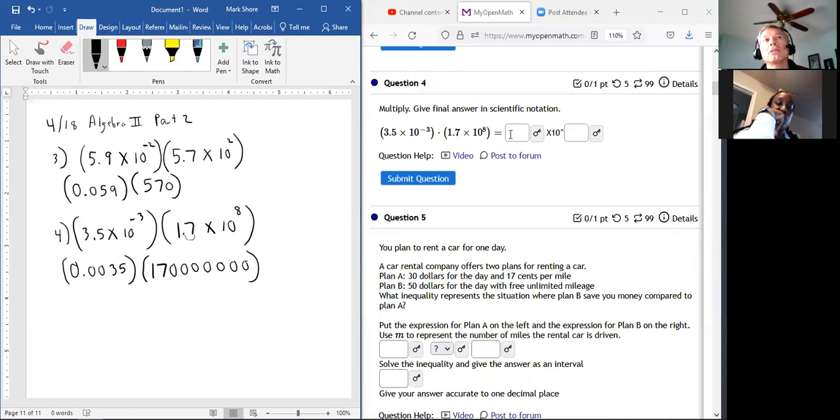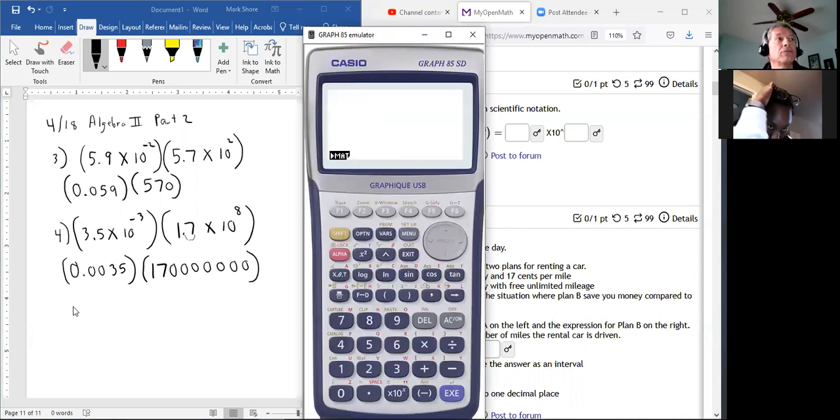And then look, they want the number written in scientific notation. So to do that, we'll bring this over here and just use a calculator to finish it off then. So the first number is 0.0035, and that's times the second number, 1, 7, and I think 1, 2, 3, 4, 5, 6, 7 zeros. I think that should do it. And so I get this number, 595,000.